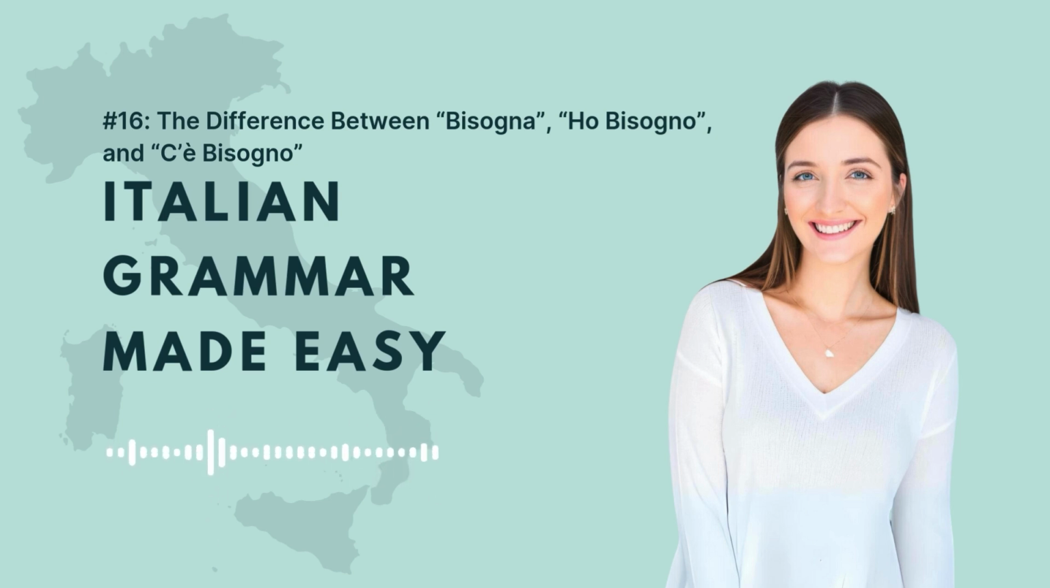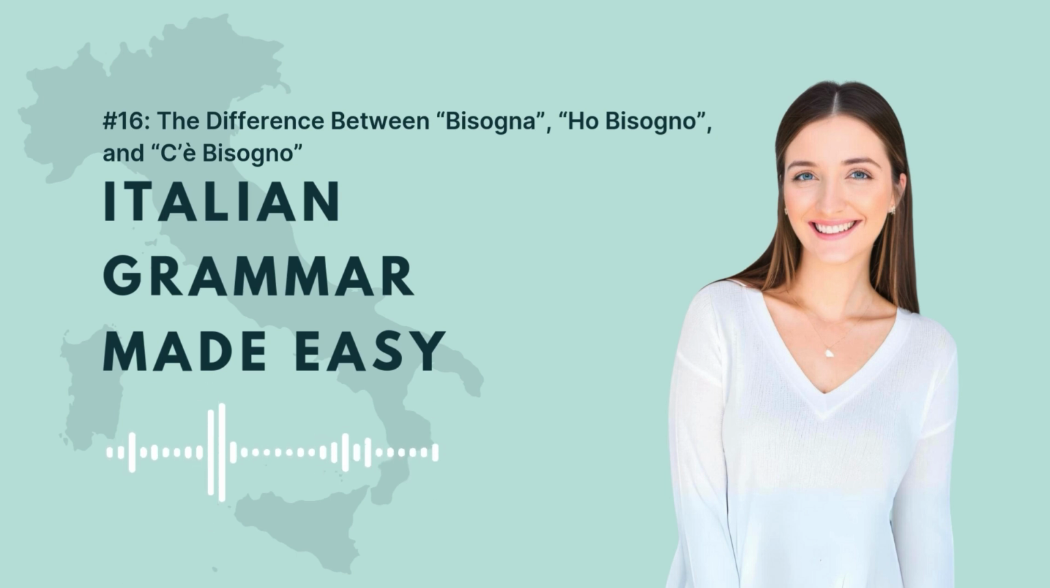Bisogna is an impersonal form. What does impersonal form mean? The impersonal form is a construction used to talk in a detached manner about an event, a situation, involving an unspecified subject. In English, it translates to one, they, people. In Italian, we can find bisogna either followed by an infinitive or che plus the subjunctive.